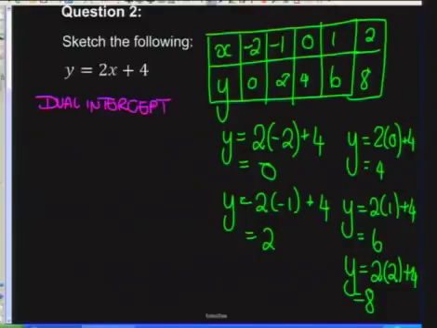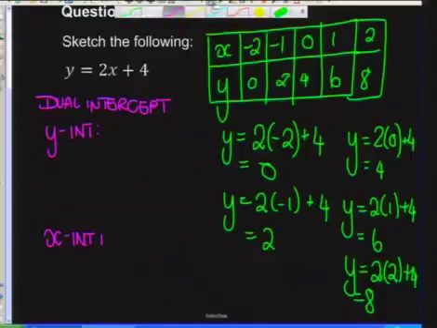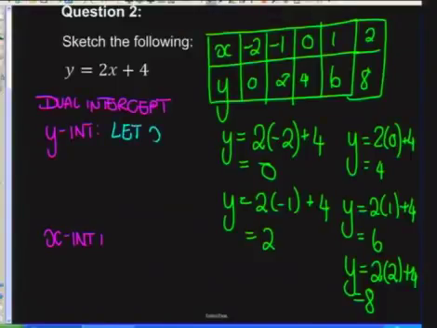Okay, dual intercept, basically we are working out the y-intercept and we are going to work out the x-intercept. Remember, that's where the line cuts the x-axis and where it cuts the y-axis. And the way we work out the y-intercept is we say, let x equal 0. And to work out the x-intercept, we say, let y equal 0.